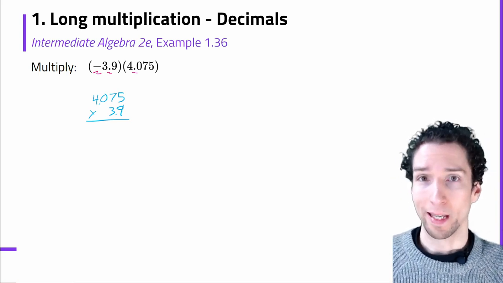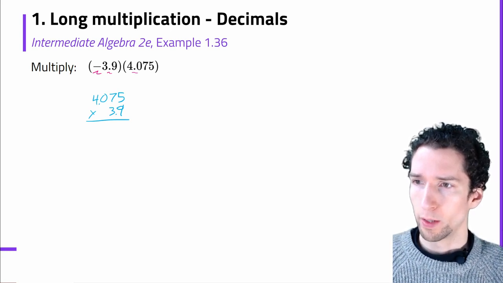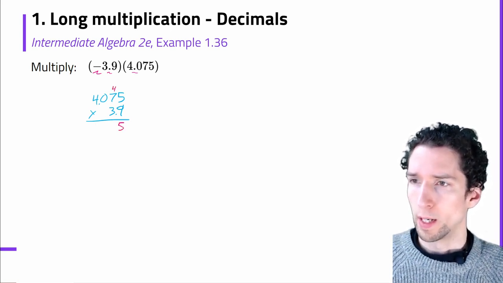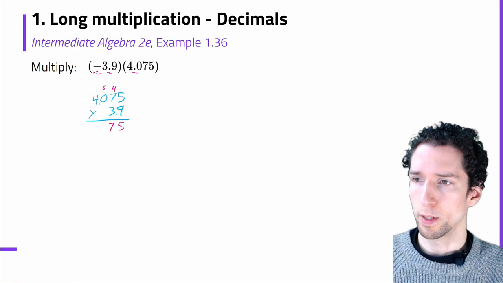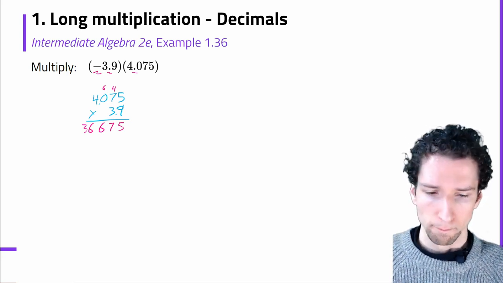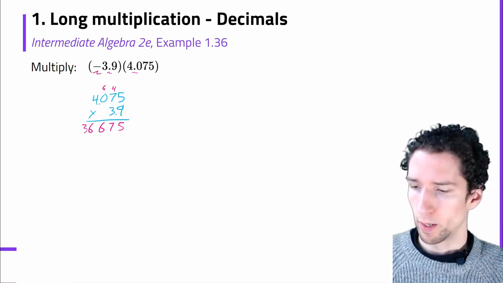We'll put the decimals back in afterward. All right, so 9 times 5 is 45. So 5 down here. Carry the 4. 9 times 7 gives 63, plus that 4 is 67. Carry the 6. 9 times 0 is just 0, but plus 6. So 6 here, and 9 times 4 is going to give us 36. Okay. All right, so then our next line here.